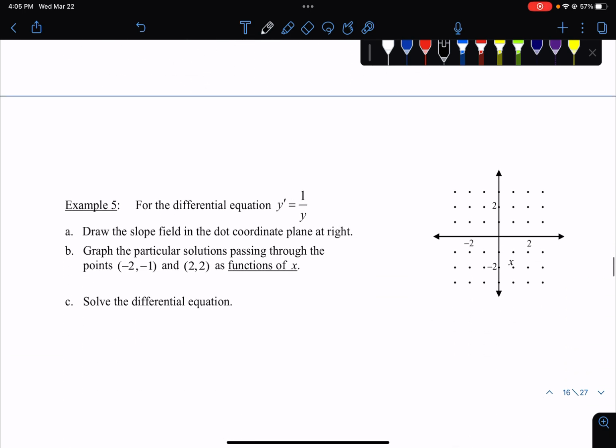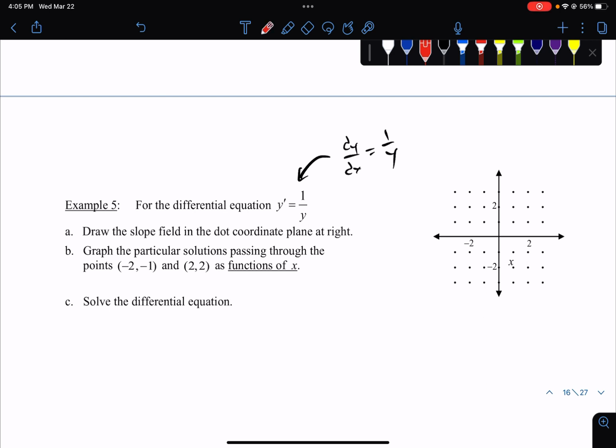Okay, example number 5 gives me a new field to fill out, and it tells me the differential equation y prime equals 1 over y. Draw the slope field in the dot coordinate plane at the right. So here's my slope formula: dy dx equals 1 over y. And I love it when this happens because notice that there are no x's. So when I plug in numbers, my x value doesn't matter. The only number that matters is my y value.